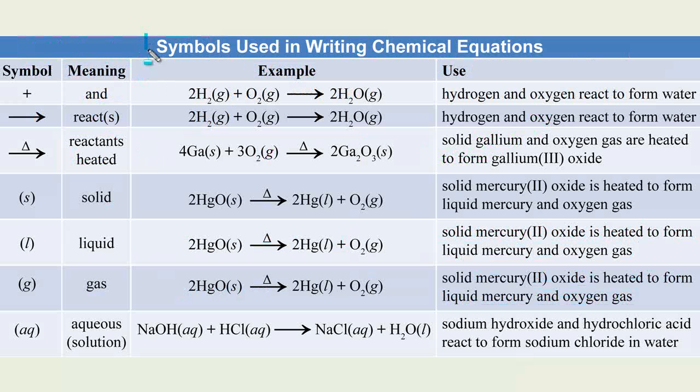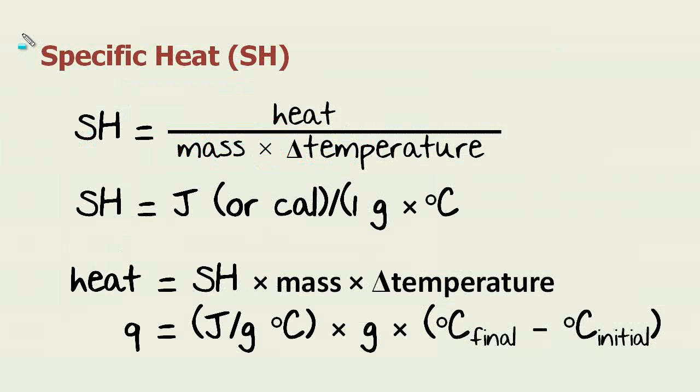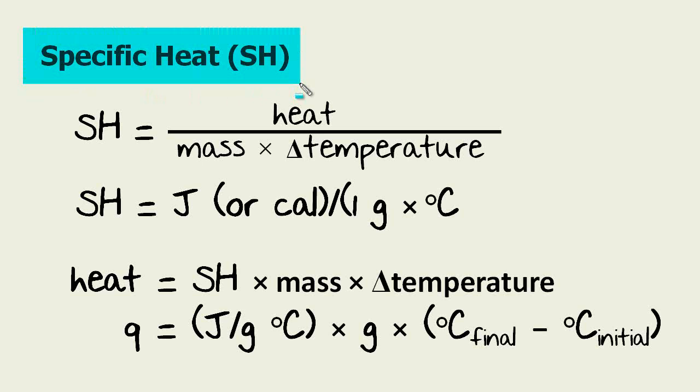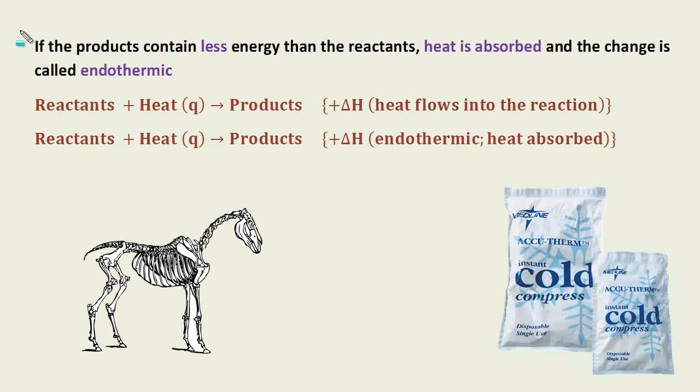In review, here are some symbols that we use for chemical equations. We've already used the delta or change symbol, and it just means the reactants are heated, as in this equation. Solid gallium and oxygen gas are heated to form gallium-3 oxide. While we were reviewing specific heat, we used the term heat, which we refer to as Q, and heat is also energy, and specific heat is, of course, heat divided by mass times the change in temperature. So delta was change, and that was just the final minus the initial, which is very similar to enthalpy, products minus reactants. Let's take a look at enthalpy.